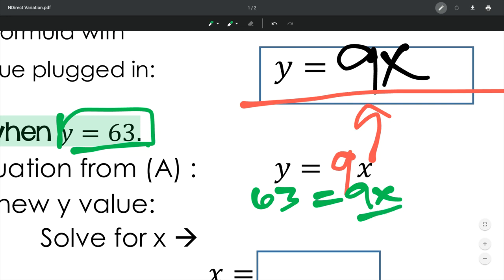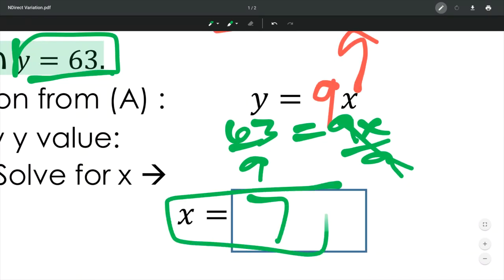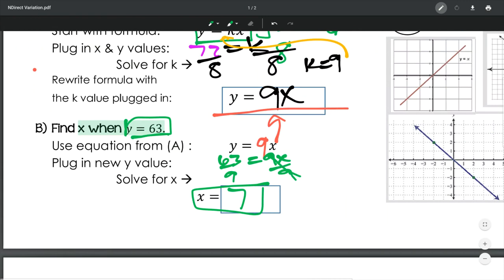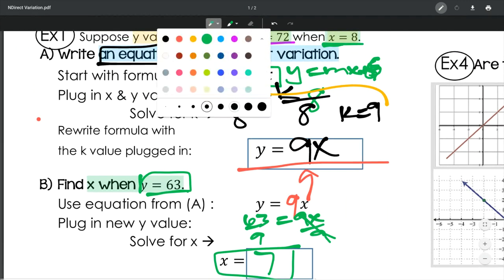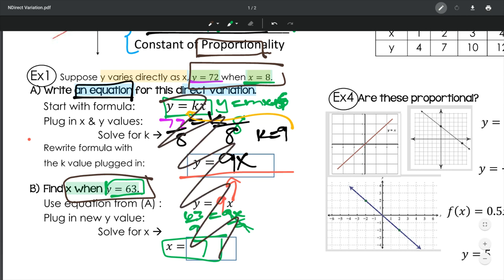So we're going to go ahead and divide by 9 and do inverse operations. And you get that x is going to equal 7. Now, if you didn't like that whole process of substituting it in, having to find the equation first, and that long drawn out process, then what we're going to do instead is, you remember another way of saying direct variation is that it's proportional? Well, that means that you can set up a proportion using these values right here and not have to do any of this junk just to find an x value.